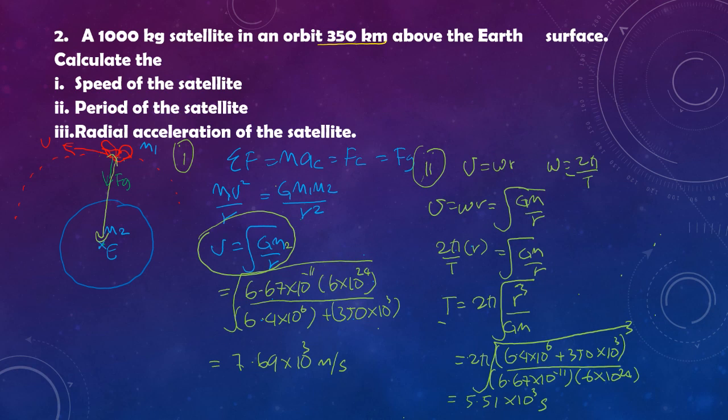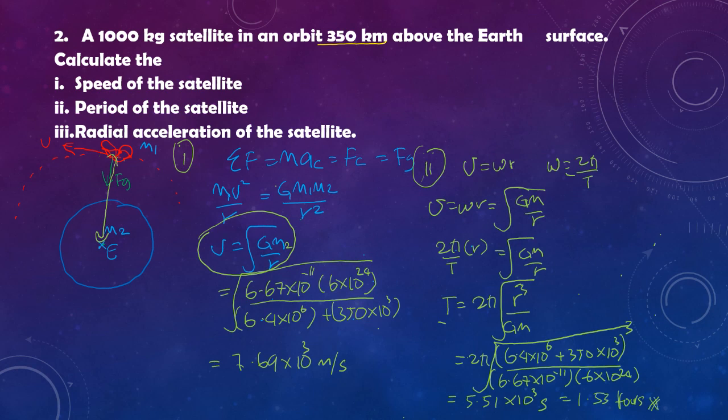If we convert to minutes, 5.51 times 10 to the power of 3 divided by 60, you will get the minutes, and divide by 60 again to get the hours. So it's about 1.53 hours.